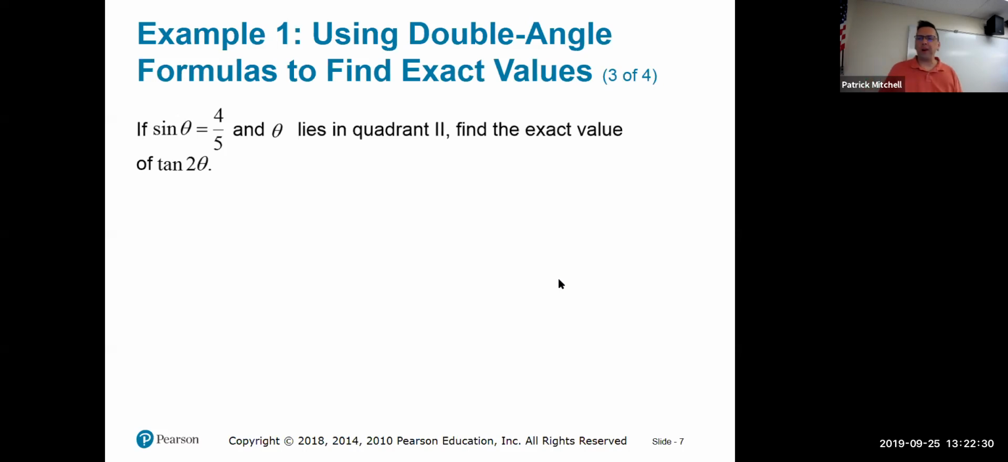Okay, so now we're going to, given the same setting, sine theta is 4/5, theta is in quadrant 2, find the exact value of tangent 2 theta. There are two good ways to do this. One of them is to use the double angle formula for tangent. Now, the only thing is, we have not figured out the tangent of theta yet.